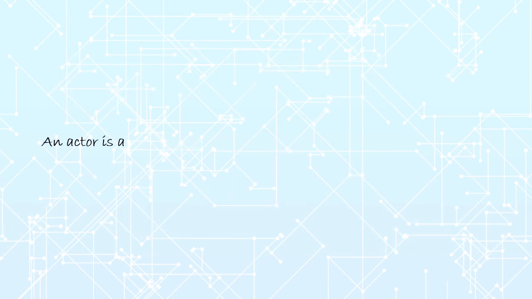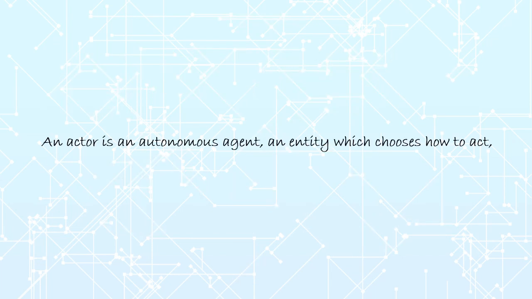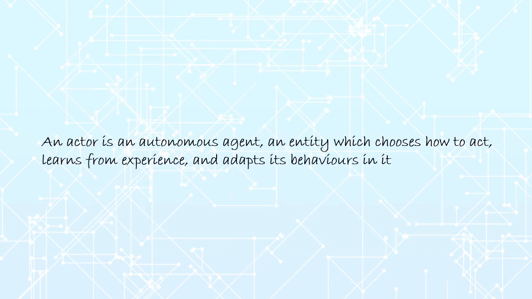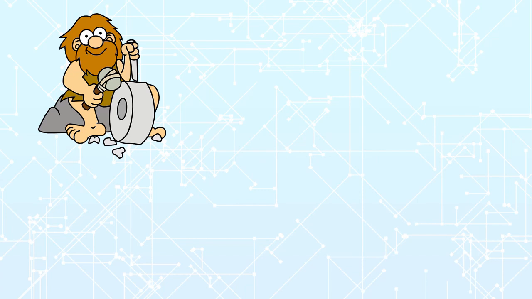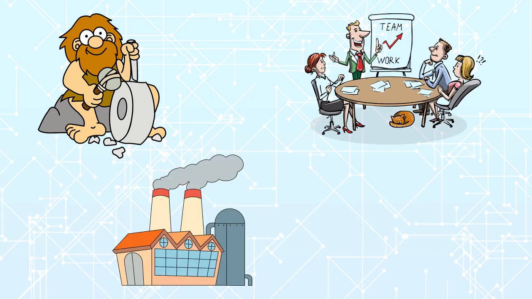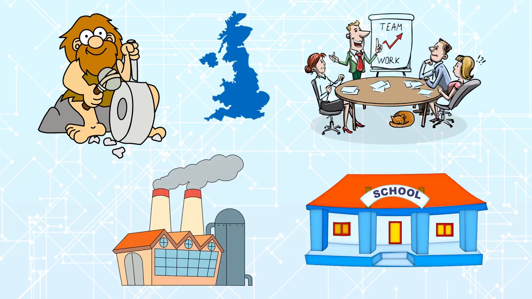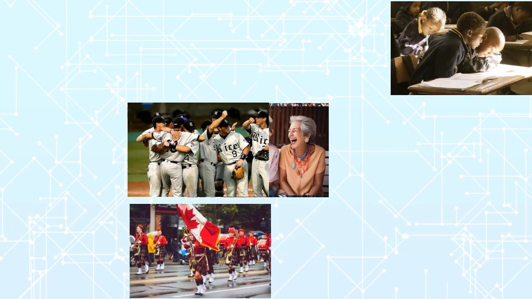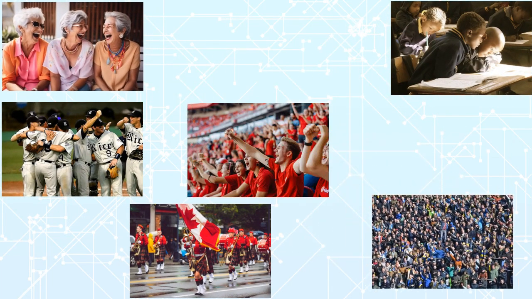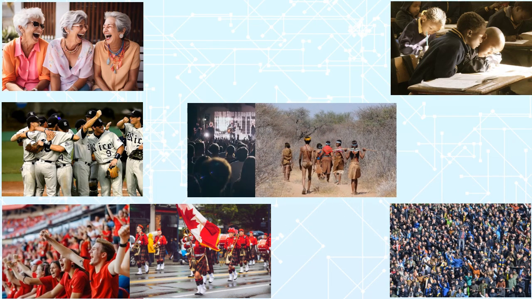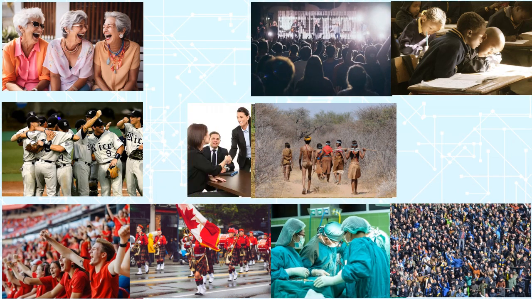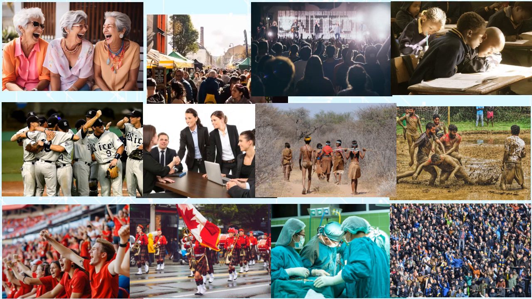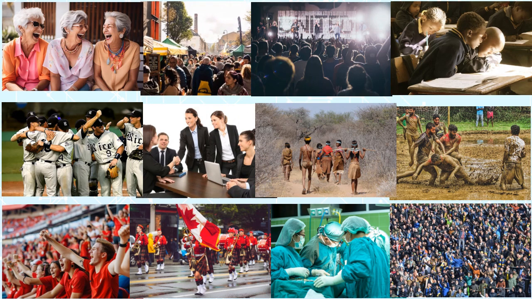An actor is an autonomous agent, an entity which chooses how to act, learns from experience, and adapts its behaviour in its own best interests. Social actors can be individuals, groups, organisations, institutions, or states. A social situation is one where actors come together with the opportunity for interaction, relationship building, and the accumulation of social capital. In modern societies, there's a wide variety of such situations.